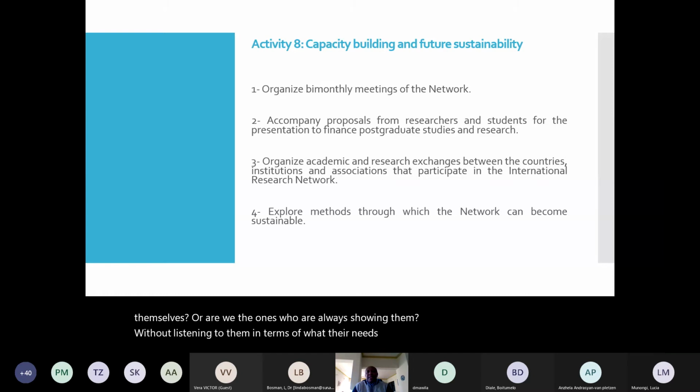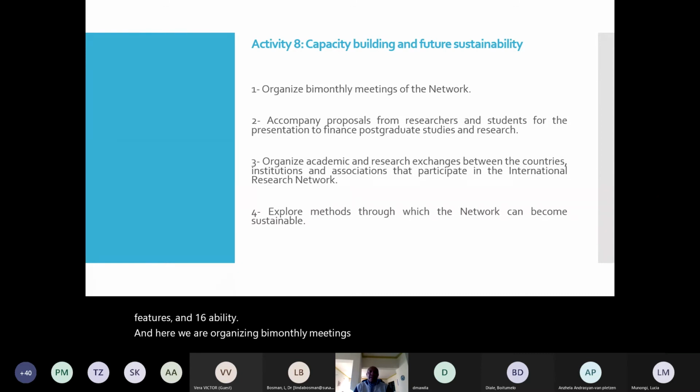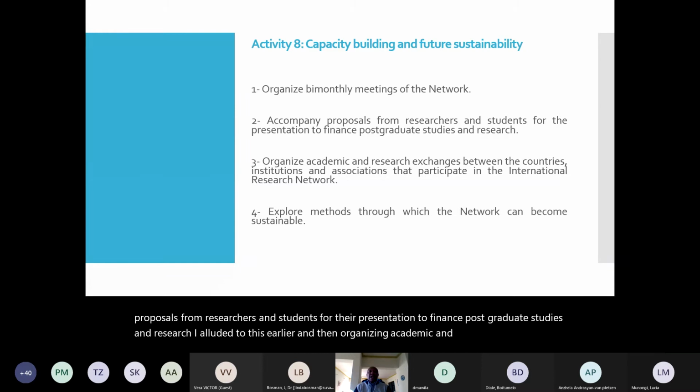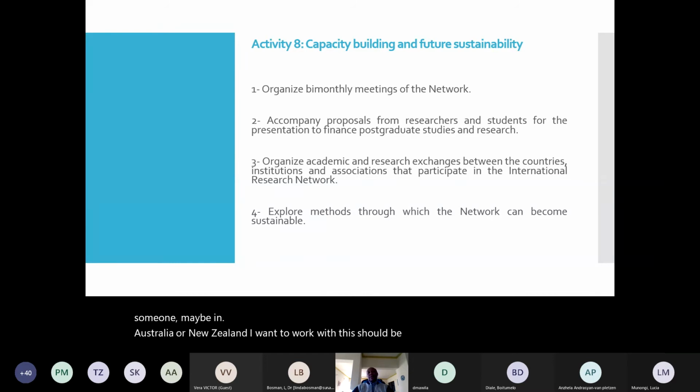Activity number 8, capacity building and future sustainability. And here we're organizing bi-monthly meetings of the networks. It's happening, and accompany proposals from researchers and students for the presentation to finance postgraduate studies and research. I alluded to this earlier. And then organizing academic and research exchanges between the countries, institutions, and associations. In the network, we might find that there's someone maybe in Australia or New Zealand I want to work with. This should be the platform that allows for that space to happen.